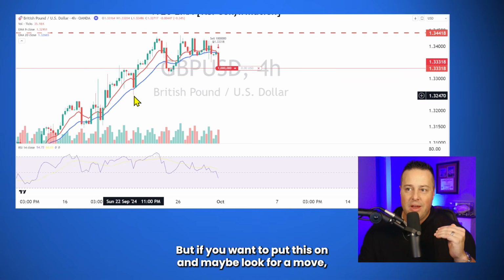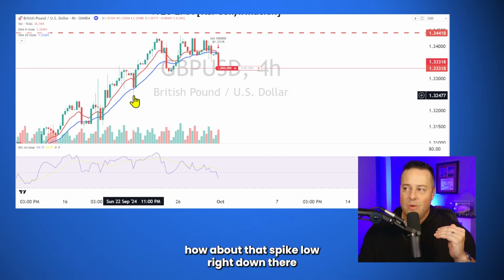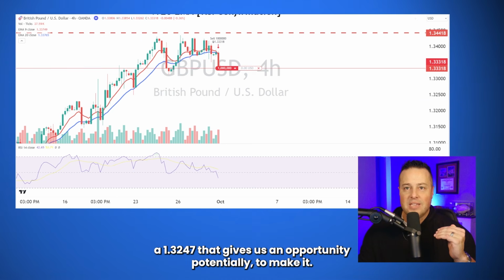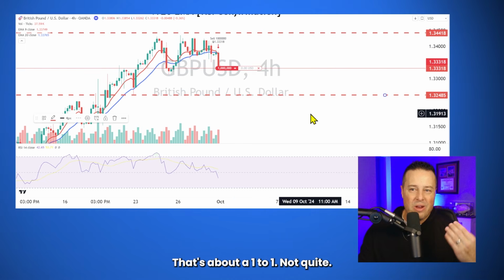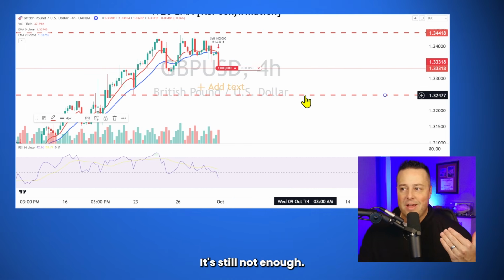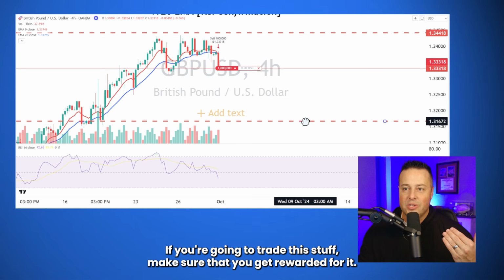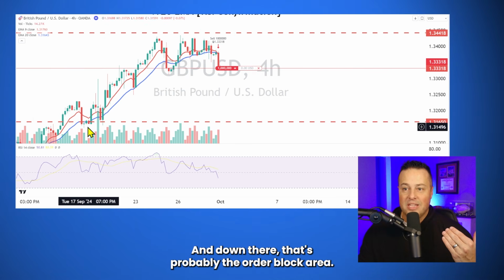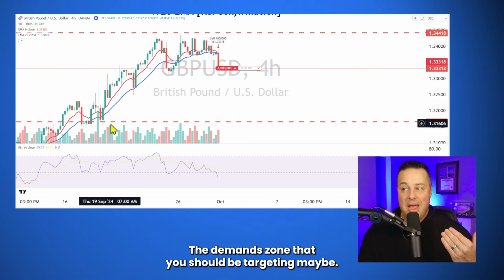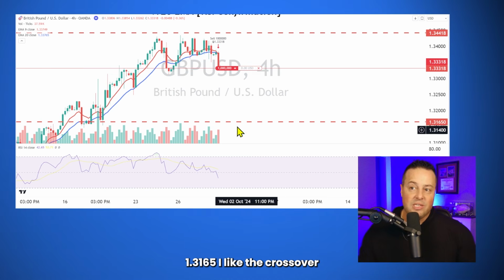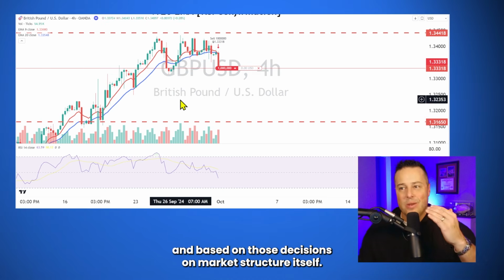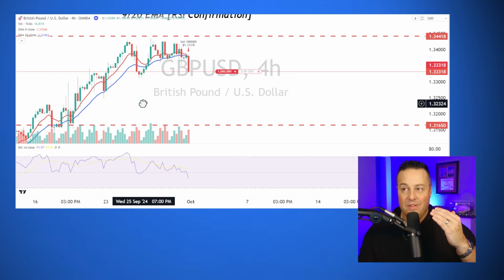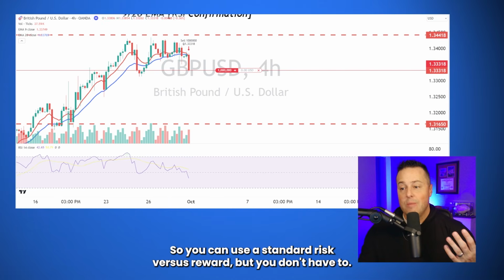But if you want to put this on and maybe look for a move, how about that spike low right down there at 132.47? That gives us an opportunity potentially to make it, and that's about a 1-to-1, not quite. It's still not enough. If you're going to trade this stuff, make sure that you get rewarded for it. And down there, that's probably the order block area, the demand zone that you should be targeting, maybe 130.165. I like the crossover with the RSI and basing those decisions on market structure itself. So you can use a standard risk versus reward, but you don't have to.